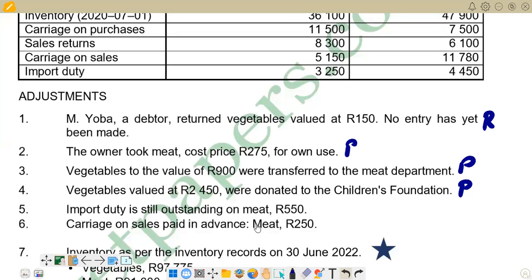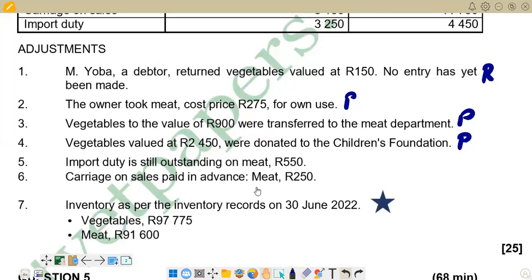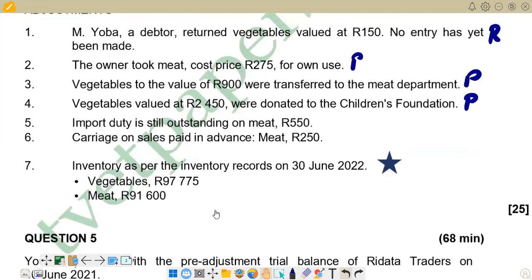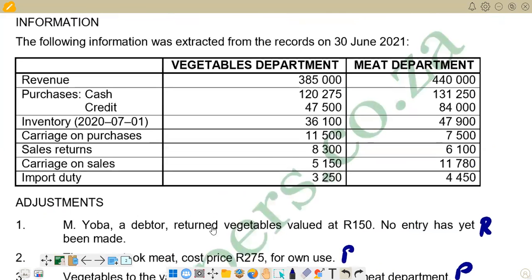The next one is saying the inventory records on 30 June 2022. These are the figures that we have for inventory, so they are closing inventory figures. We are going to adjust them in the trading account again as closing inventory. So we can go back now and try to see what we have here. It means now we are going to start entering our figures.